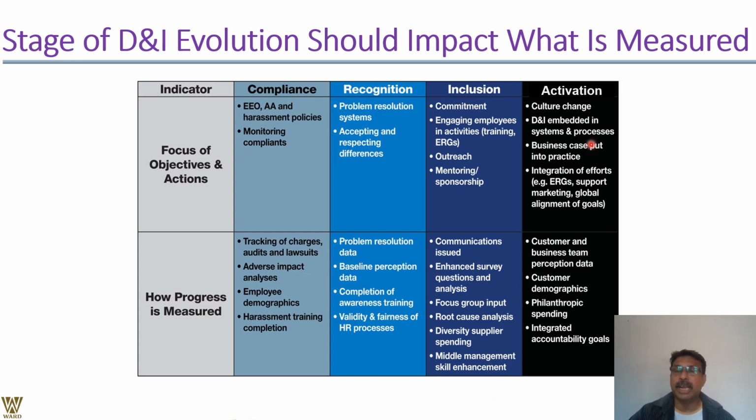How is progress measured? It is measured through activation. The customers and the business team, as the case might be, the customer demographic, philanthropic spending, integrated accountability goals need to be ascertained and understood. For example, there were 10 goals ascertained, of which 7 have been realized, so 3 are still pending. You are able to measure certain things. Customer feedback will give you a pulse of what exactly is happening well in your organization and what is not happening in favor of your organization.